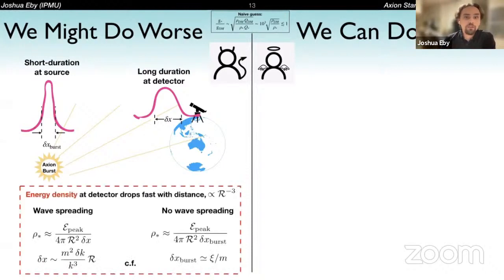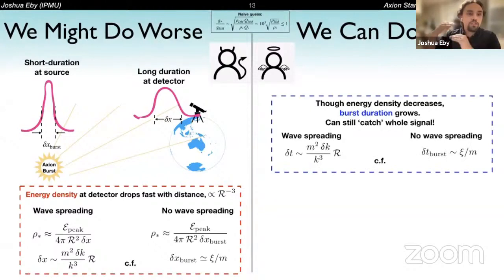However, this can be compensated by 2 facts. Firstly, even though the energy density decreases, the burst duration is growing at the same time, and in fact, by nearly the same factor. So as long as your experiment runs longer than the burst, you can still capture all of that energy density just integrated over time. So actually the total duration of the burst is also proportional to R, as opposed to merely some factor over m, as it would be if you just use the intrinsic burst duration.